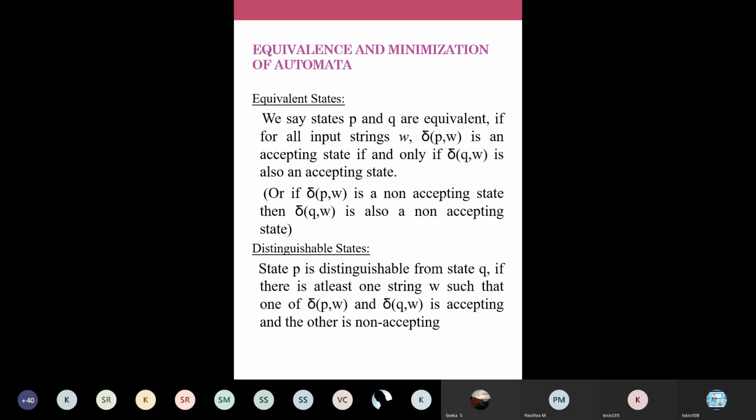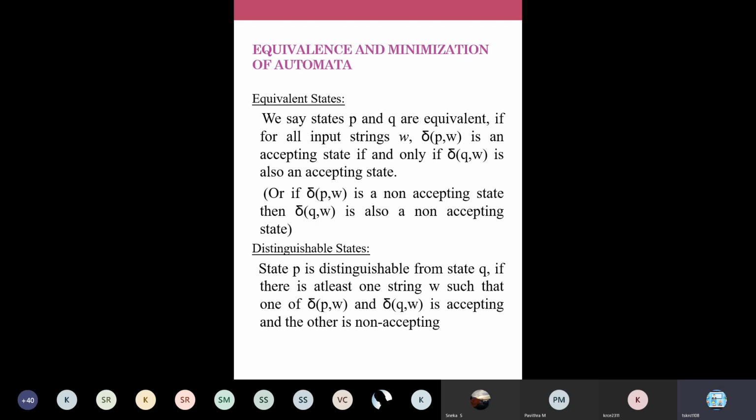It means that if you are applying that string on P and getting an accepting state, then applying the same string on state Q, it should also be an accepting state. I'll explain in the most simple manner. If you apply a string on state P and it goes to an accepting state, then when you apply the same string on state Q, it must also go to an accepting state. The most important thing is: for all input strings. Whatever string you give, for example, first I give the string 0 on P, and I give the same 0 on Q, both must go to accepting.